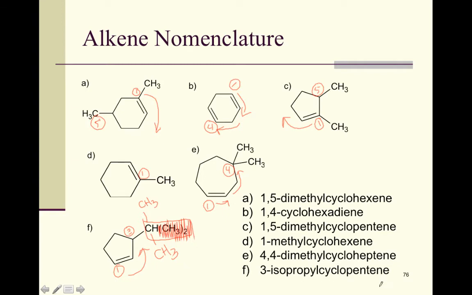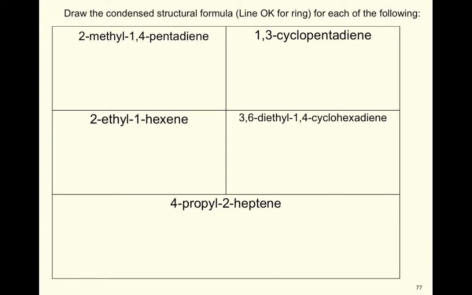3-isopropyl cyclopentene. Draw the condensed structural formula and the line structure for the ring is okay, like we did on the previous slide, for each of the following. Go ahead and draw your structures, come on back, and check your work.